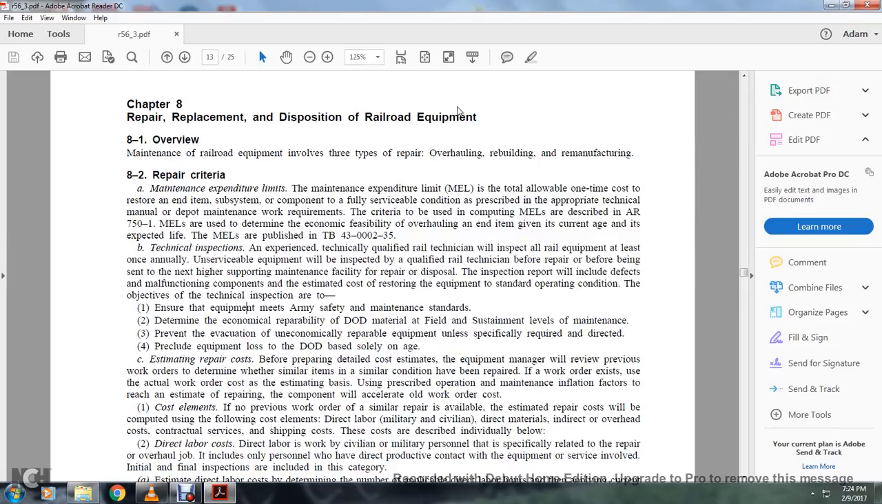Chapter 8, Repair, Replacement, Disposition of Railroad Equipment. Overview. The maintenance of railroad equipment involves three types of repair: overhauling, rebuilding, and remanufacturing.